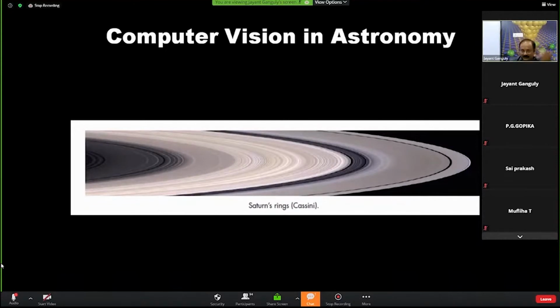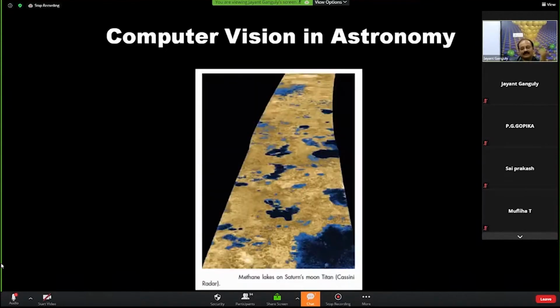So this is one of the pictures, and you can see that there are other pictures, like a radar image of Saturn's moon Titan. We know that on Titan there are methane rivers flowing. People have found out how they do that. One thing is that they send radar waves and then they get the reflected waves.